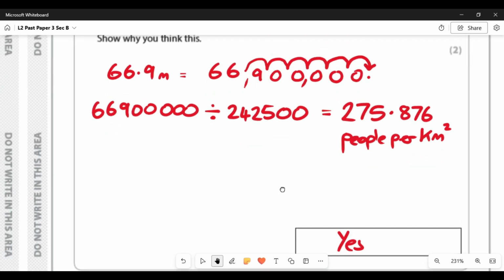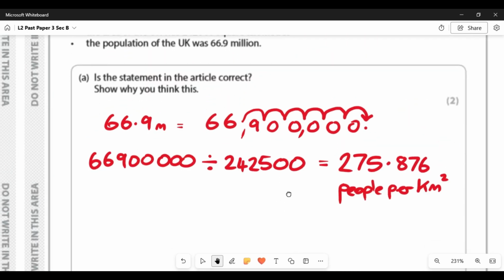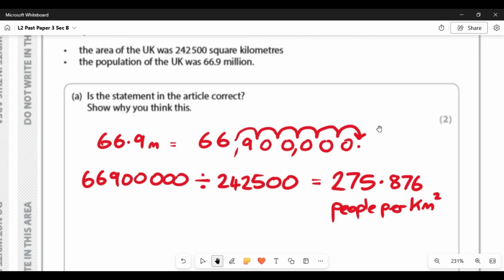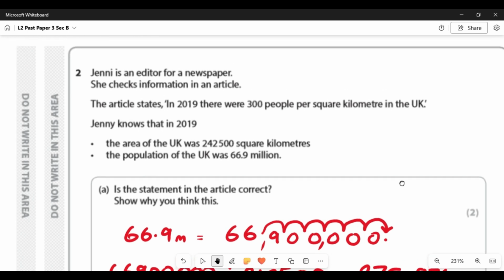If she was nowhere near the 300 people per kilometre squared, then I'd definitely say no. But yeah, that's pretty close. To the nearest 100, that does give you 300. So I would say yes for that, definitely.